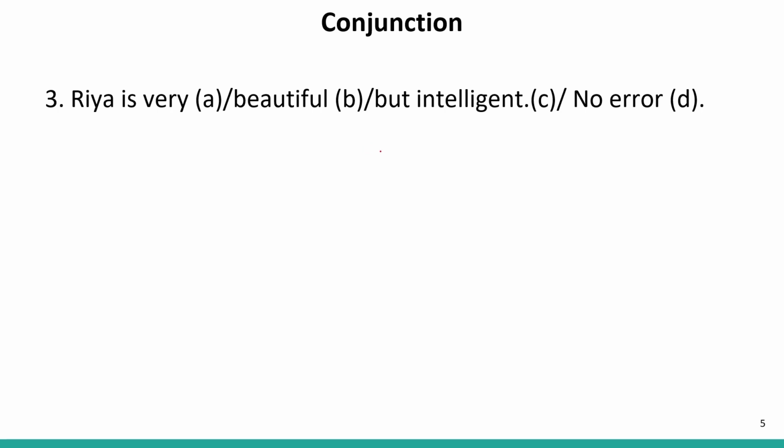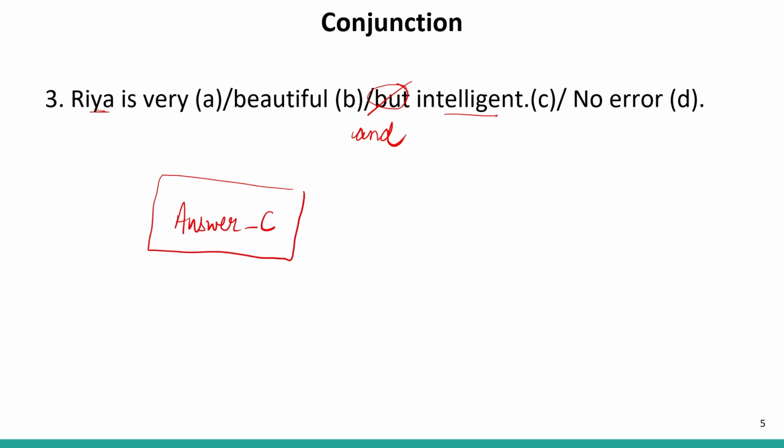Ria is very beautiful but intelligent. Well, we are talking about some girl. Ria is very beautiful. She has one more quality, that is, she is intelligent. So if she has two qualities, that is addition. That is not an exception. It is not a contradiction, but but shows contradiction. Therefore, but here should be replaced with and. Now the sense of the sentence will be correct. So our answer is C. As we can see, here the C part contains the error.